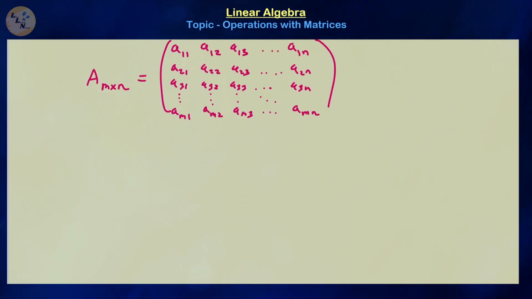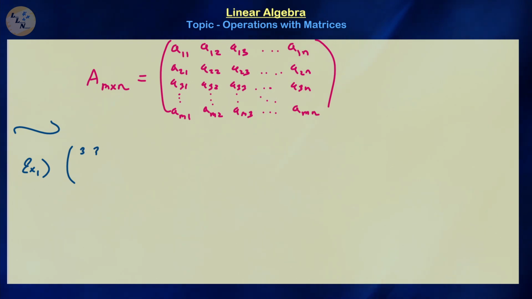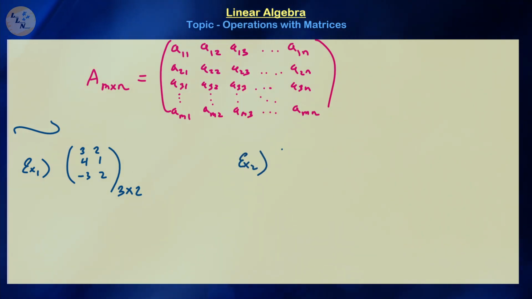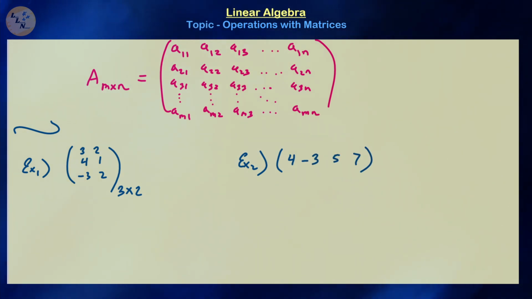Let's look at a couple of small examples. Small example 1: assume I have the matrix with rows 3, 2, 4, 1, and minus 3, 2. What are the dimensions of this matrix? This is going to be a 3 by 2 matrix because it has 3 rows and 2 columns. If I have the matrix 4, minus 3, 5, 7, what are the dimensions of this matrix? This is going to be a 1 by 4 matrix. Sometimes we call this a row vector.